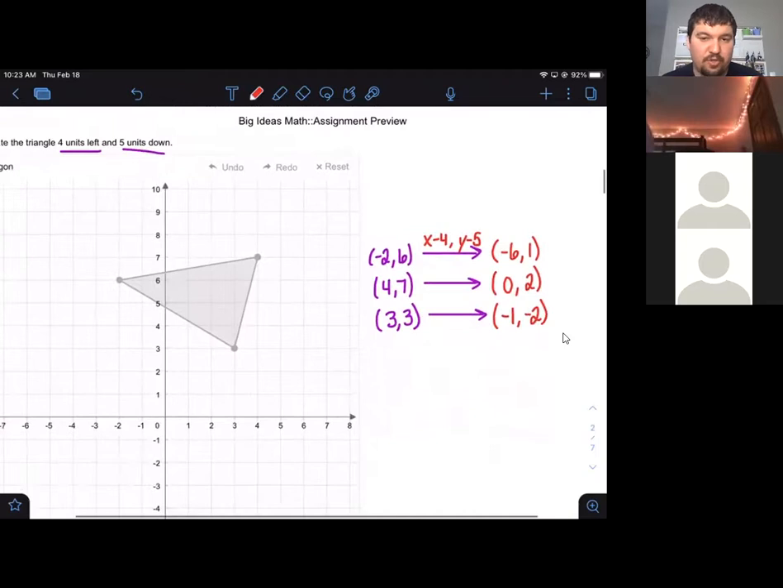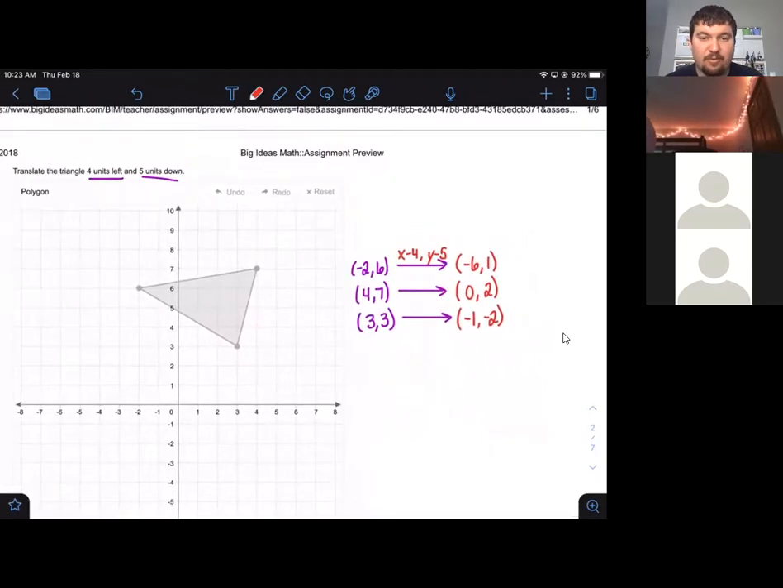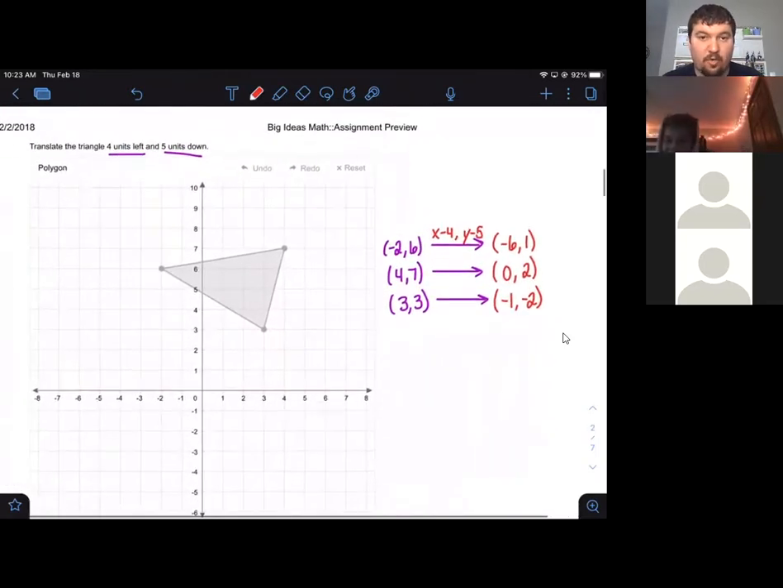I know you guys can do this without the arrow notation. I just want to make sure that when you have a question on the quiz tomorrow that says, what is this point going to become? Use arrow notation, you can do that.